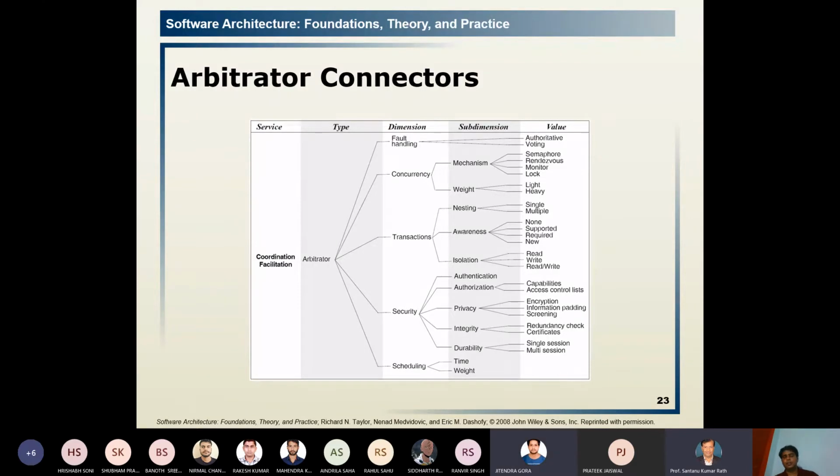Then scheduling, the last one, time and weight. Sir, please tell us about security screening. We'll assign some part of security later on, okay? Because security is also a part, as a non-functional property for the architecture. Very much an important parameter.